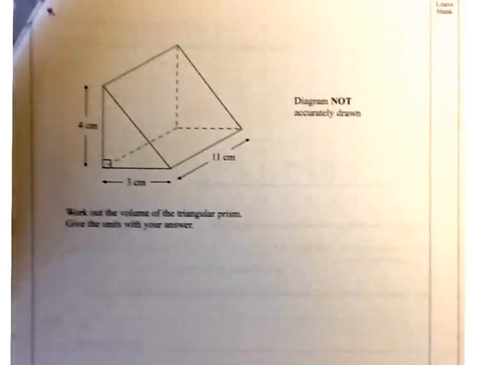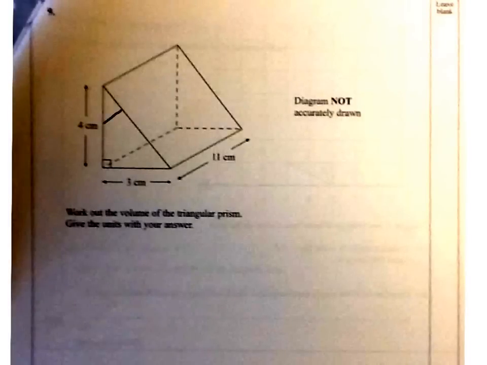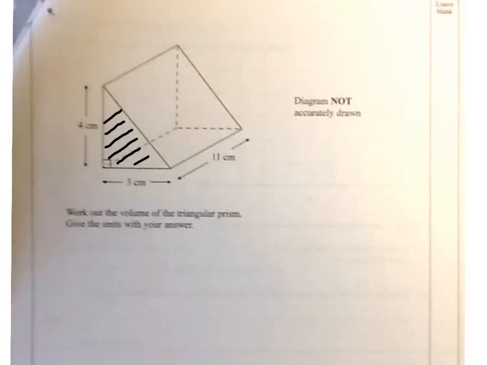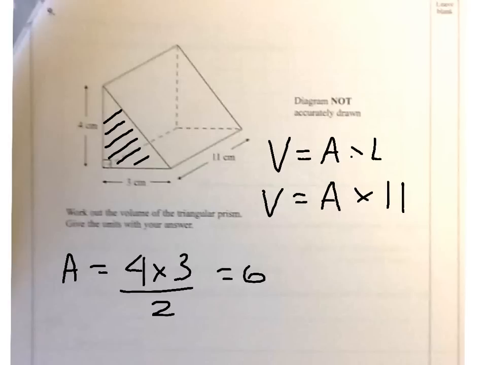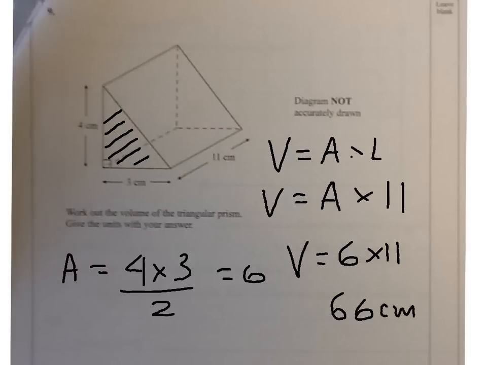Okay, question 9. Work out the volume of this triangular prism. So we need to work out the volume of the cross section first, and then we multiply it by the length. So the volume will equal that triangle times the length, and the length is 11. Now the area is going to be 4 times 3 over 2, which is 6. So the volume will be 6 times 11, which is 66 centimetres cubed.